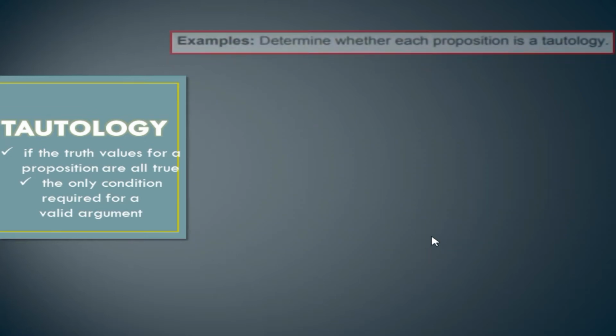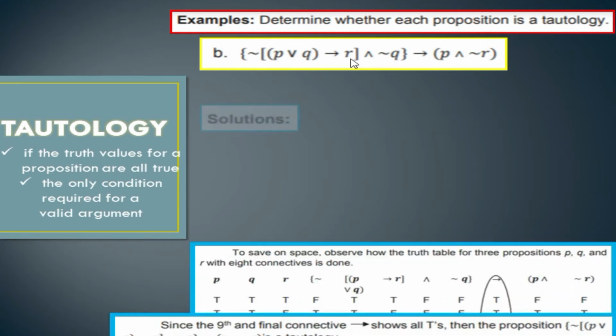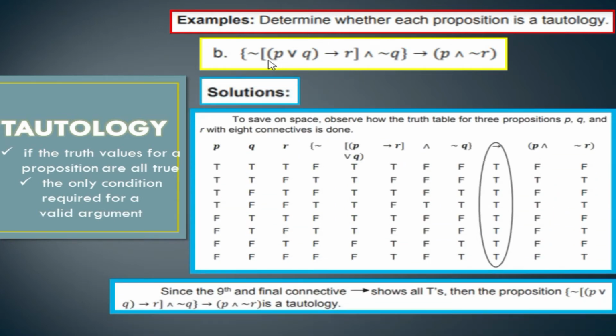So, we have now the second example in B. Not P or Q implies R, and not Q implies P and not R. In order to construct the truth table, we will look first at the variables used. In this example, we have P, Q, and R. We have three variables, so you will raise 2 to the power of 3 to get the number of rows that you will consider in your truth table.